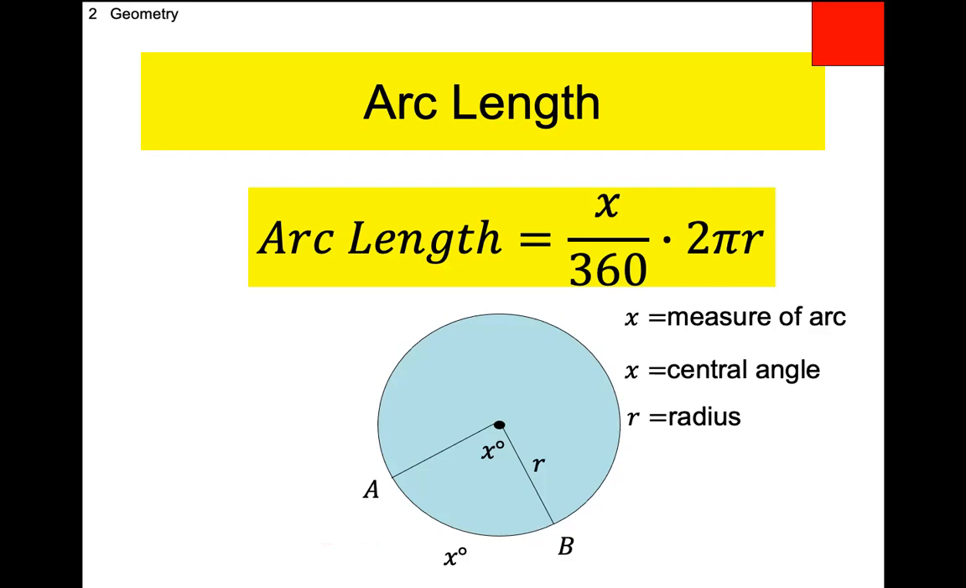Radius is the radius. So to do this formula, I need the central angle or the measure of the arc, and I need the radius. I just need two things, plug them in, and then it's just like yesterday's homework. It's just a plug and chug thing. Arc length, arc length. Two formulas today, arc length and sector area. Here's your first one, arc length.